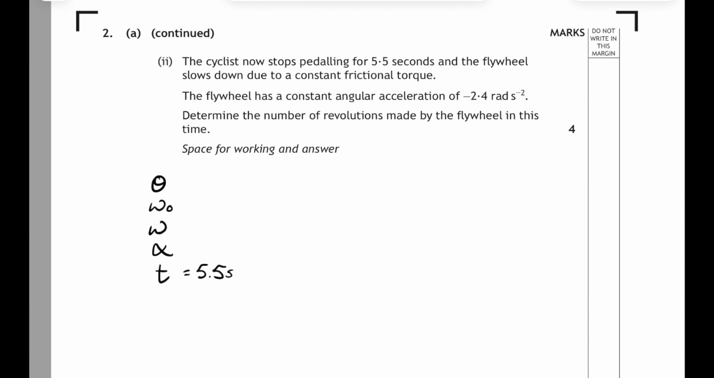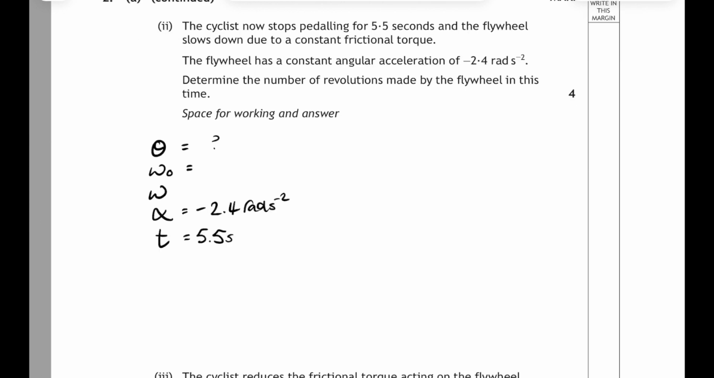The time is equal to 5.5 seconds. We also know the angular acceleration is minus 2.4 radians per second squared. We're looking for the number of revolutions, so we need to find the angular displacement first. That's theta, that's what we're after. And we need one final thing, which is the initial angular velocity, which we got from the previous bit of the question.